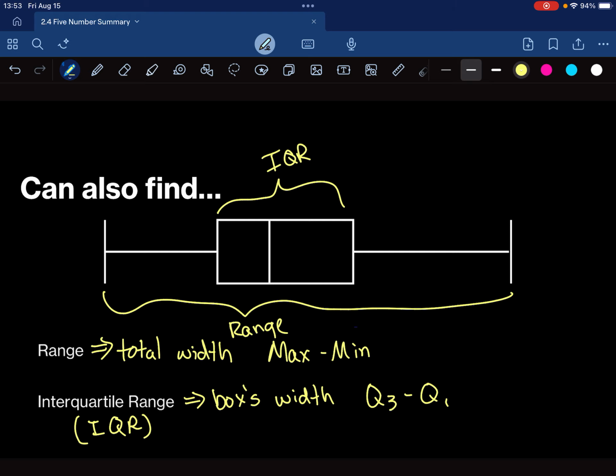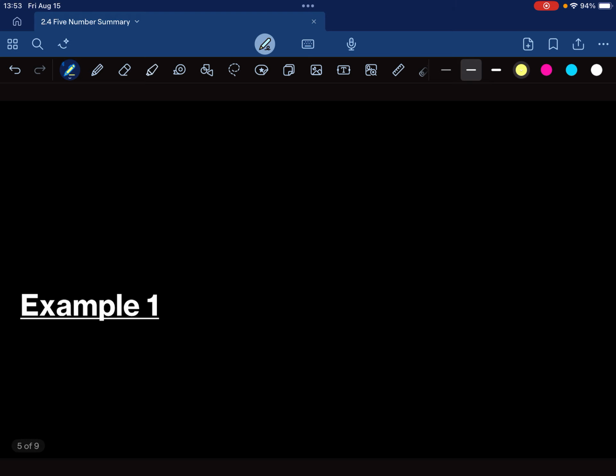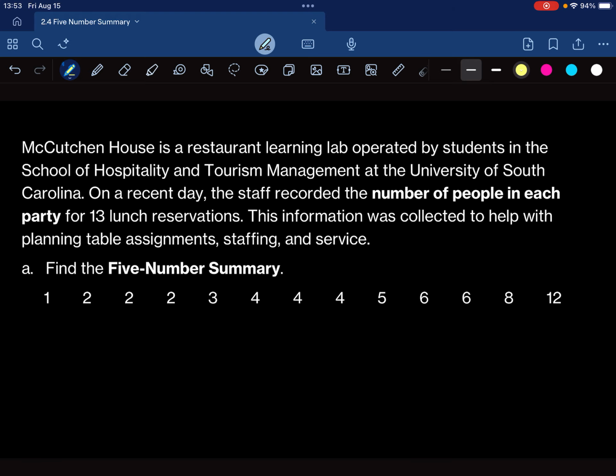That being said, I'll go ahead and jump into my example. So here we have the McCutcheon House, a restaurant learning lab operated by students in the School of Hospitality and Tourism Management at the University of South Carolina. On a recent day, the staff recorded the number of people in each party. So that's going to be the variable that we actually measure. And we're going to have a total of 13 lunch reservations. So that's our sample size. This information was collected to help planning, table assignment, staffing, and service.